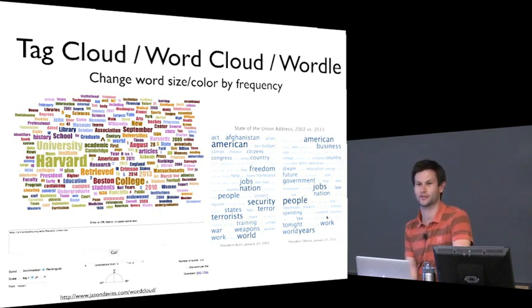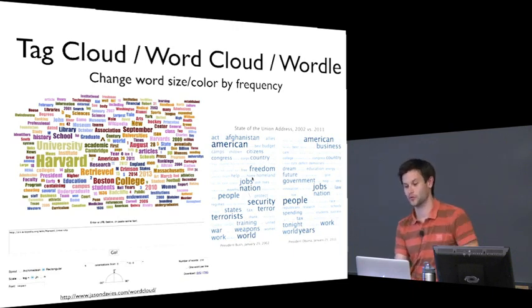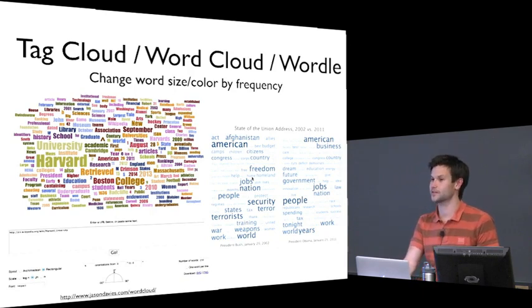So Obama was talking a lot about people, jobs, American business, work. And there you see a pattern. That was the major theme in 2011 in his speech. And Bush was talking about world, weapons, terrorists, security, nation, freedom, and so on. So there was really a difference in the semantics of these speeches. And this is nicely demonstrated here.